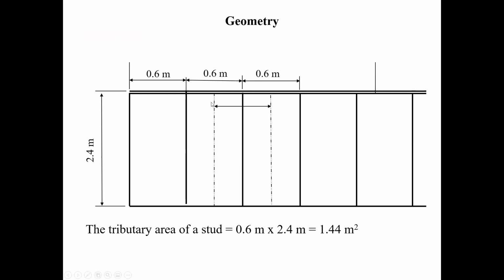Okay, we're also going to use the tributary width of the stud when we're looking at the load caused by the dead load and so on. So this is what you're actually seeing. We're going to start with spacing our studs at every 2 feet, and of course we know that it's 2.4 meters high, and therefore the tributary area of each stud is going to be 1.44 square meters. You'll see where this becomes important is when you're calculating your wind load.